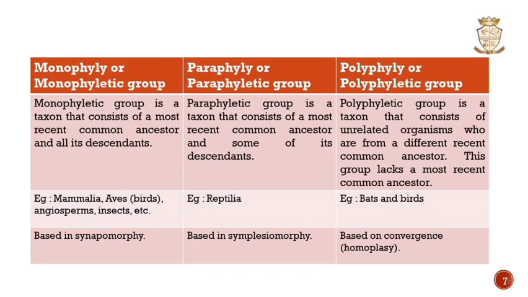Monophyletic group, paraphyletic group, and polyphyletic group. A monophyletic group is a taxon that consists of a most recent common ancestor and all its descendants. Examples: Mammalia, Aves, etc. And they are based on synapomorphy.